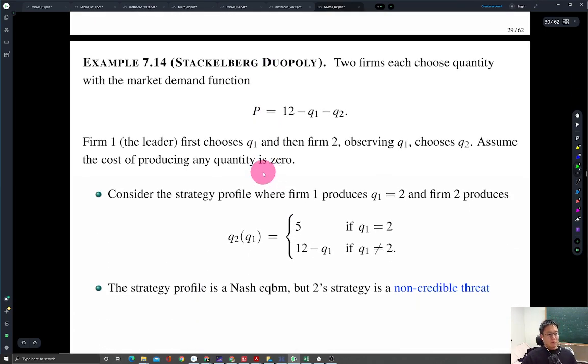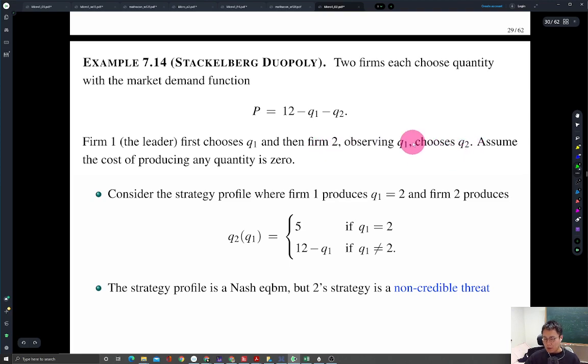Alright, so to better understand this empty threat, let me consider one more example, the so-called Stackelberg duopoly. This game is very similar to Cournot duopoly in that there are 2 players, and 2 firms compete with each other by choosing quantities. But in this Stackelberg duopoly, there is a leader and there is a follower. Usually we put firm 1 as the leader. So he chooses Q1, quantity, first. And observing this quantity, firm 2 moves next by choosing Q2.